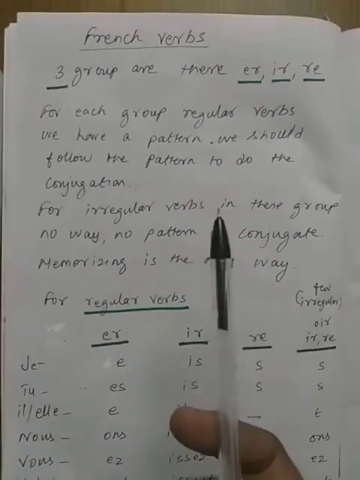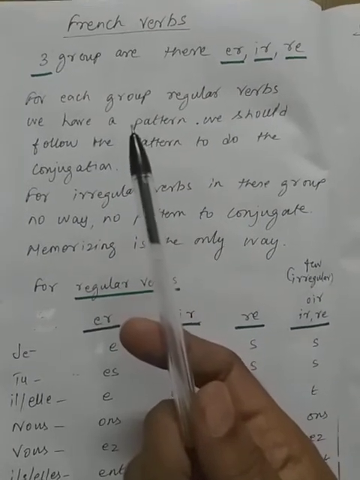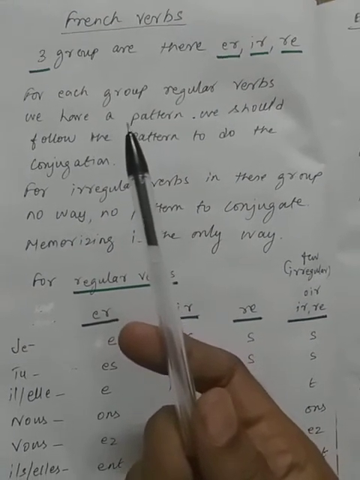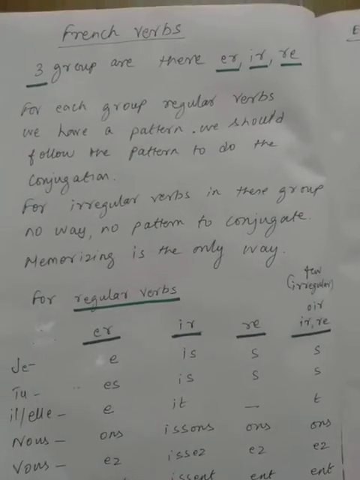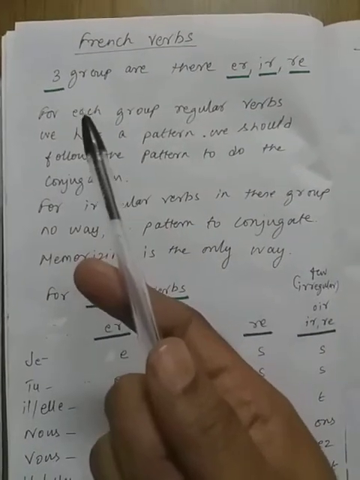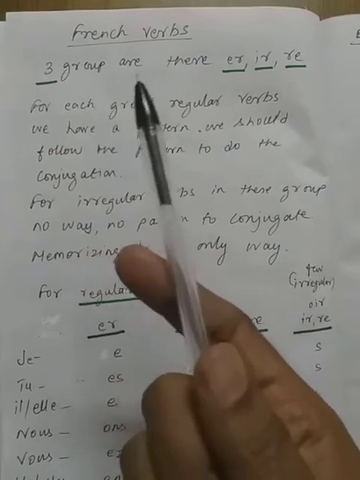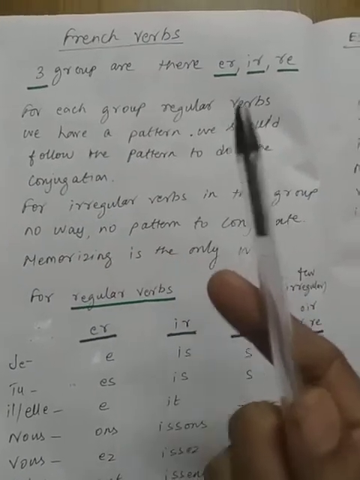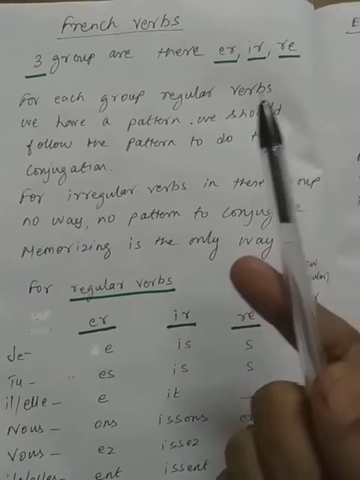Now see the verbs. French verbs. A French verb is a word used to express action or state of being in a sentence, and it is the main part of the sentence. Here in French there are three groups of verbs. What are the three groups? ER, IR, RE. Three groups are there.